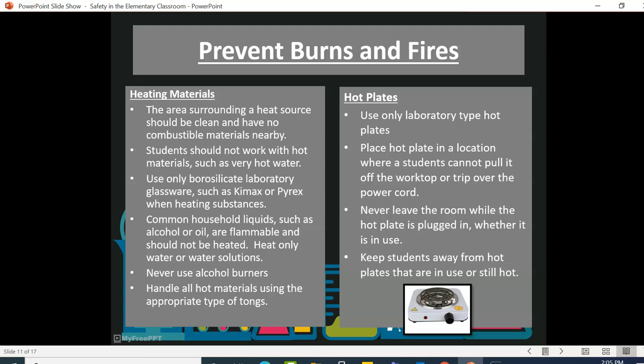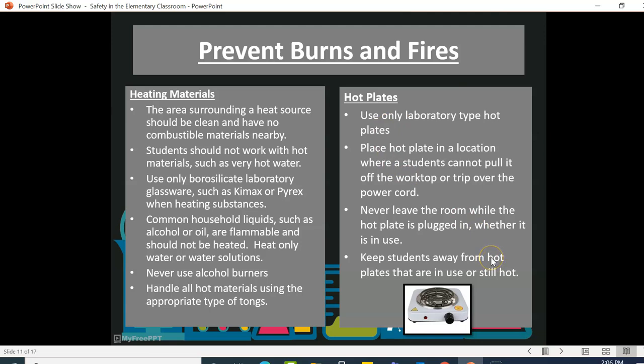Place the hot plate in a location where a student cannot pull it off the worktop or trip over the power cord, and never leave the room when the hot plate is plugged in, whether or not it's in use. Keep students away from hot plates that are in use or still hot unless you are right beside the students and have given them specific instructions.